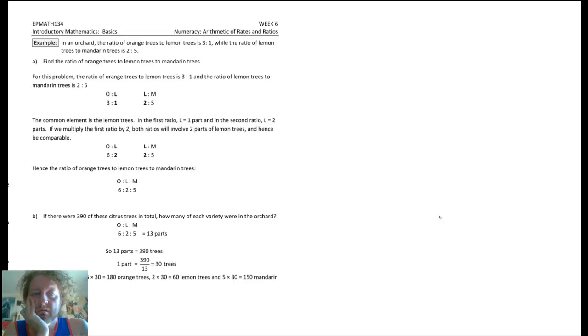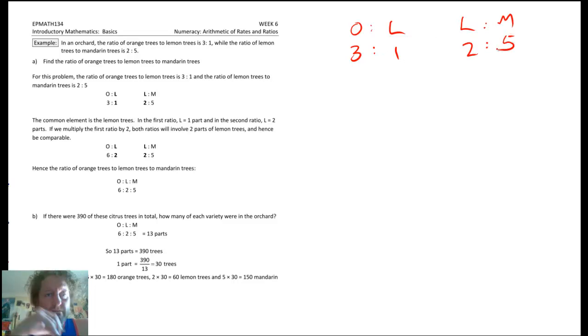In an orchard, the ratio of orange trees to lemon trees, orange to lemon, is 3 to 1, while the ratio of lemon to mandarin is 2 to 5. Find the ratio of orange trees to lemon trees to mandarin trees. Sorry, totally had just a brain moment. Don't publicise it. O to L to M.